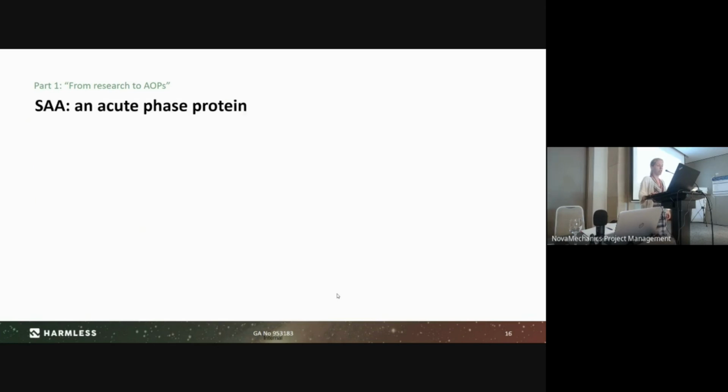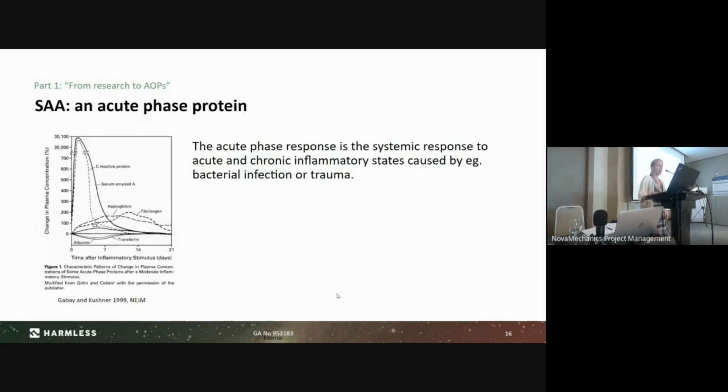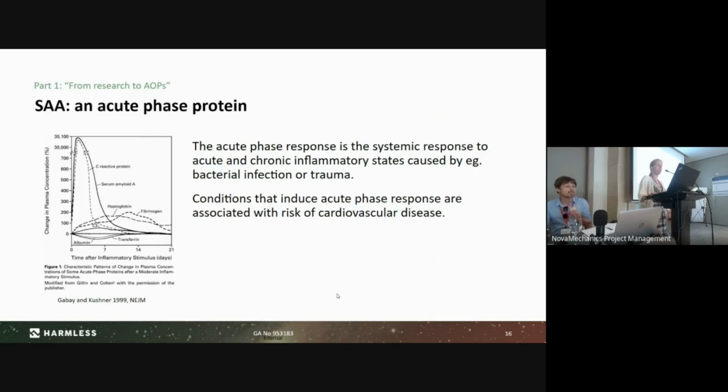So what is SAA? It's an acute phase response protein. It's a systemic response that reacts to acute and chronic inflammation. Conditions that induce acute phase response are also associated with cardiovascular disease, and it is traditionally considered a liver response. But what was interesting in our work was that we saw a very strong pulmonary response, and that this pulmonary response could be attracted to the blood as well.